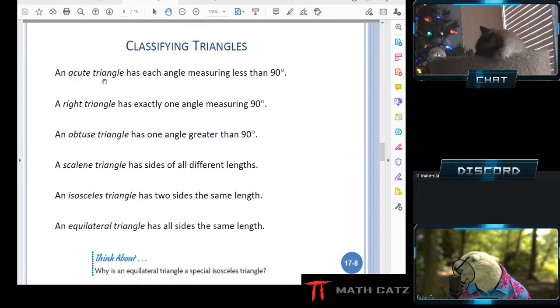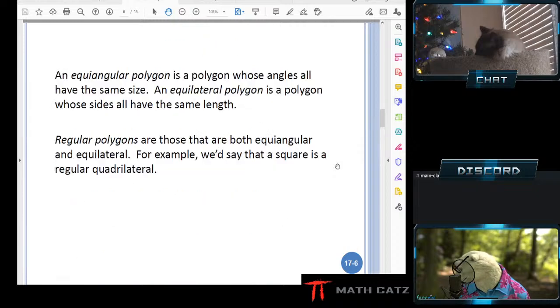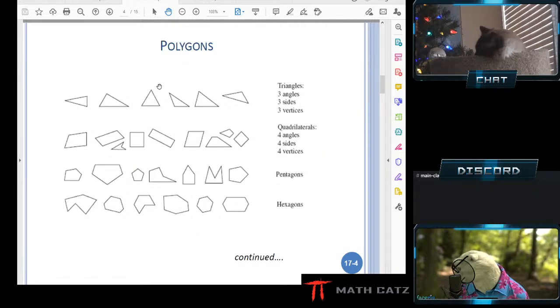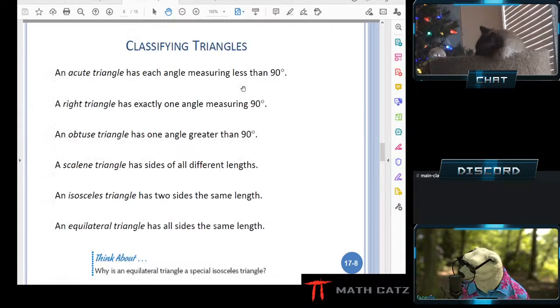An acute triangle has each angle measuring less than 90 degrees. Let's go look for an acute triangle. That is an acute triangle. All angles are acute angles. That one is as well. This one, for example, is not. Because, yes, those two angles are acute. That one is bigger than 90 degrees, this top one. And we call it an obtuse triangle if one of the angles is greater than 90 degrees. Can't all be greater, right? Because I have to close it again.